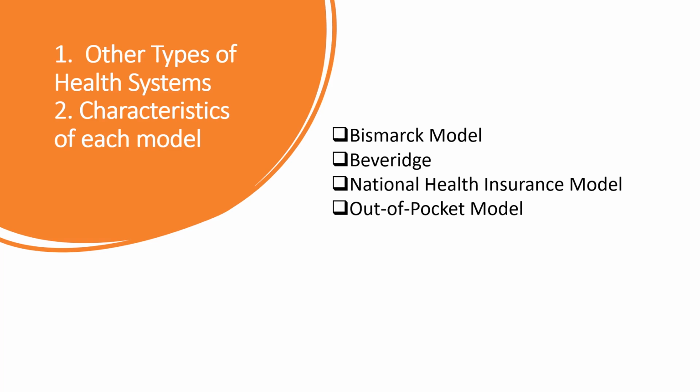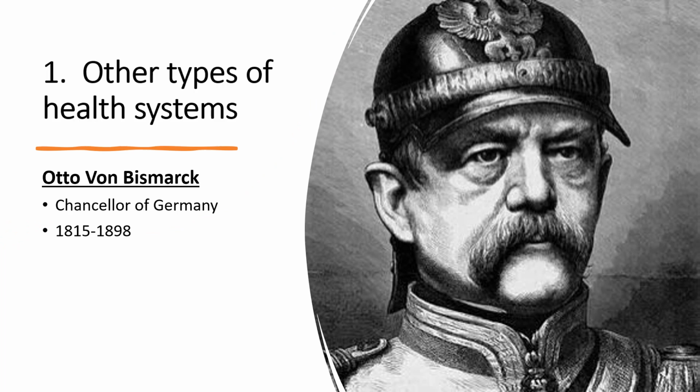The first model we're going to talk about is the Bismarck model, which was started in Germany. The Beveridge model, which came out of the United Kingdom or Britain. And then the national health insurance model, which is kind of a combination of the Bismarck and the Beveridge, and then the out-of-pocket model. So we're going to start with the Bismarck model because it really was the first type of health system that was developed.